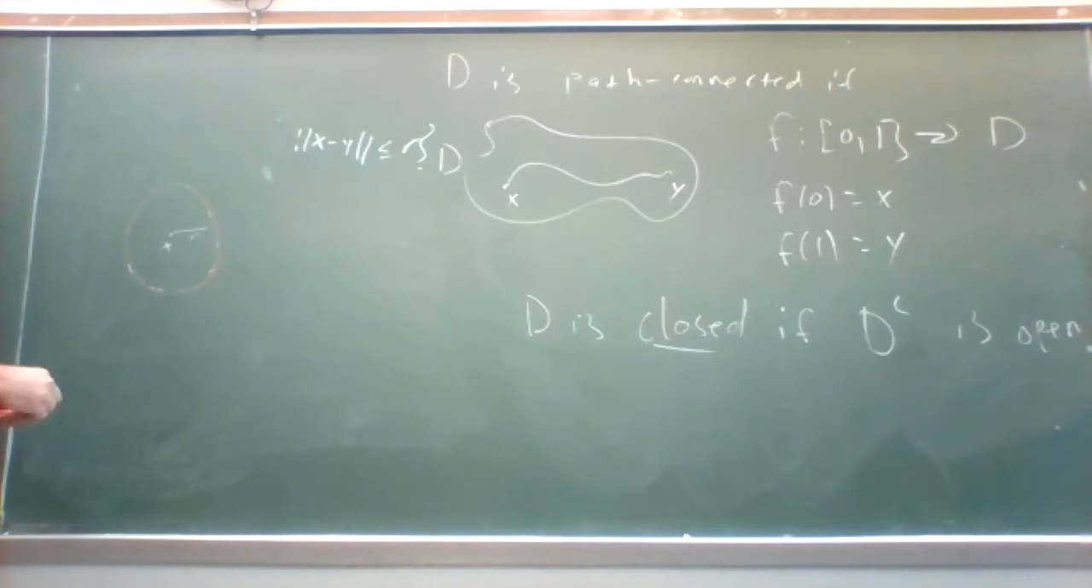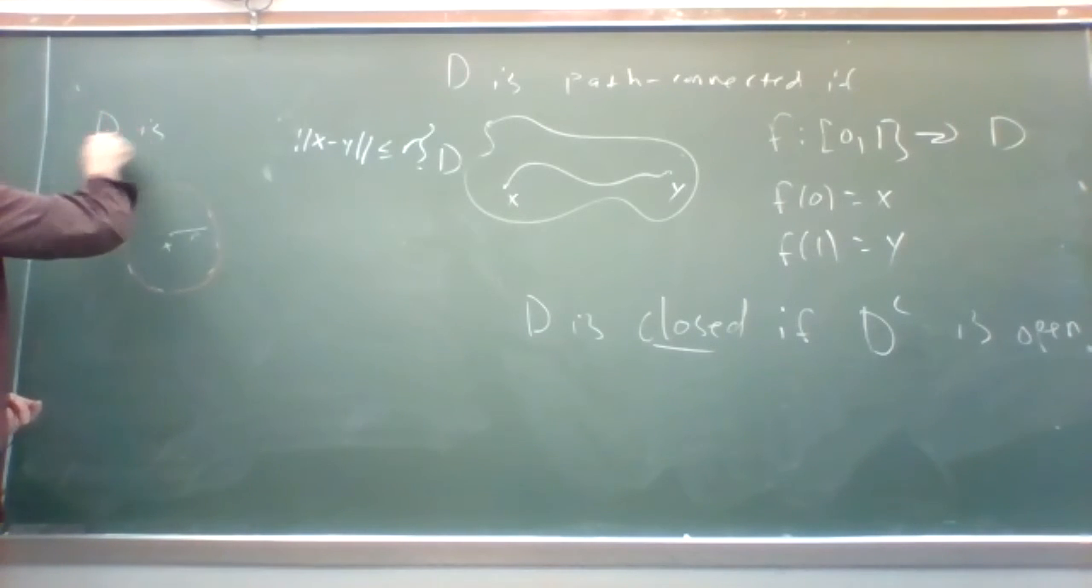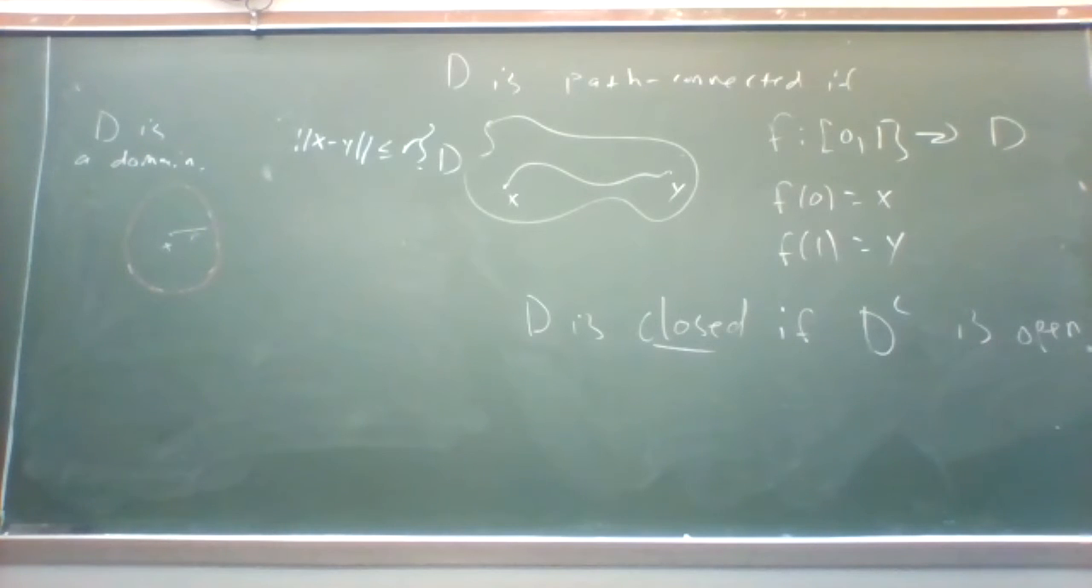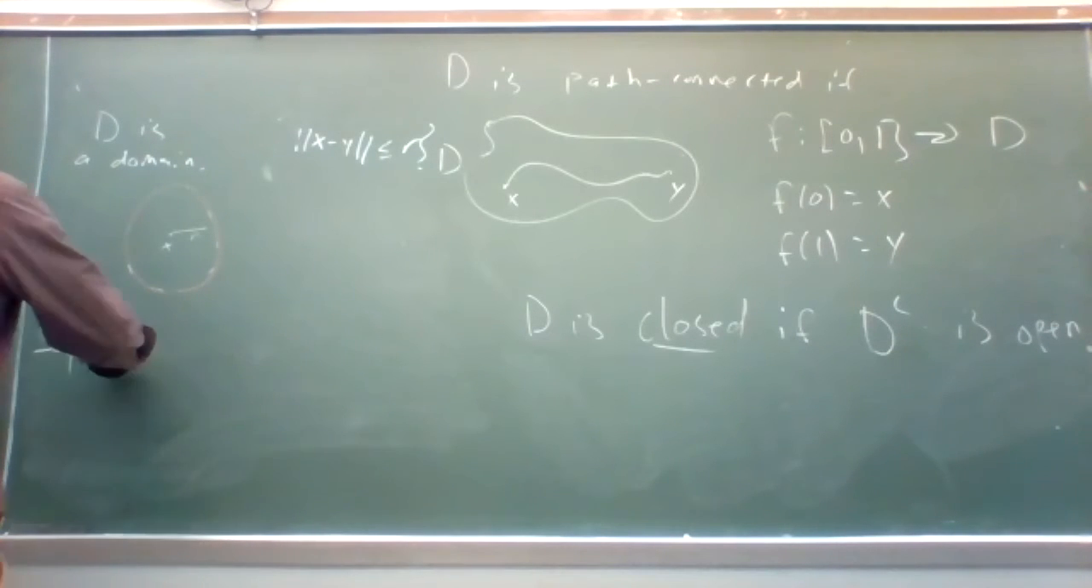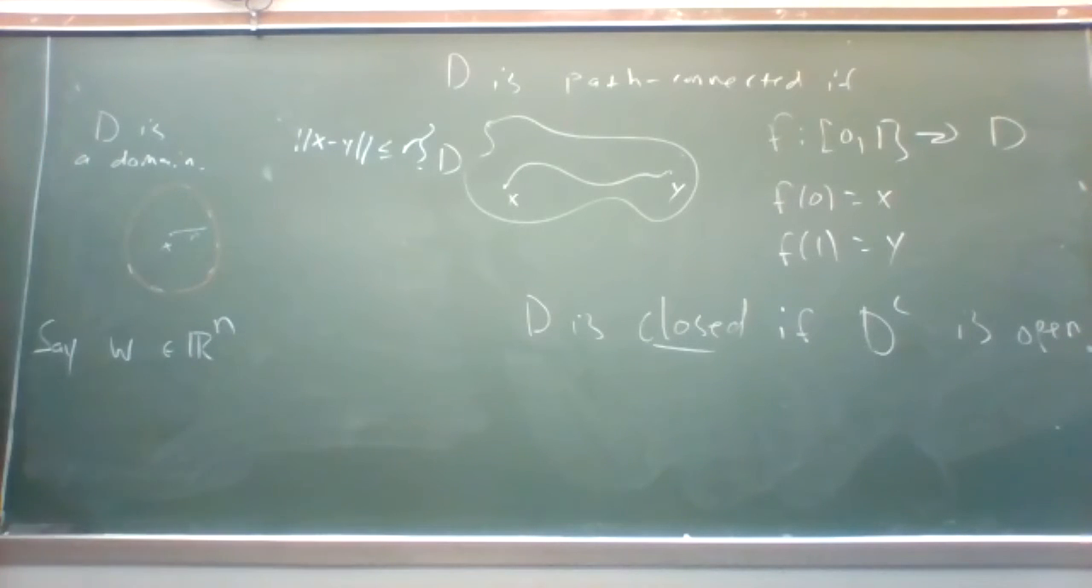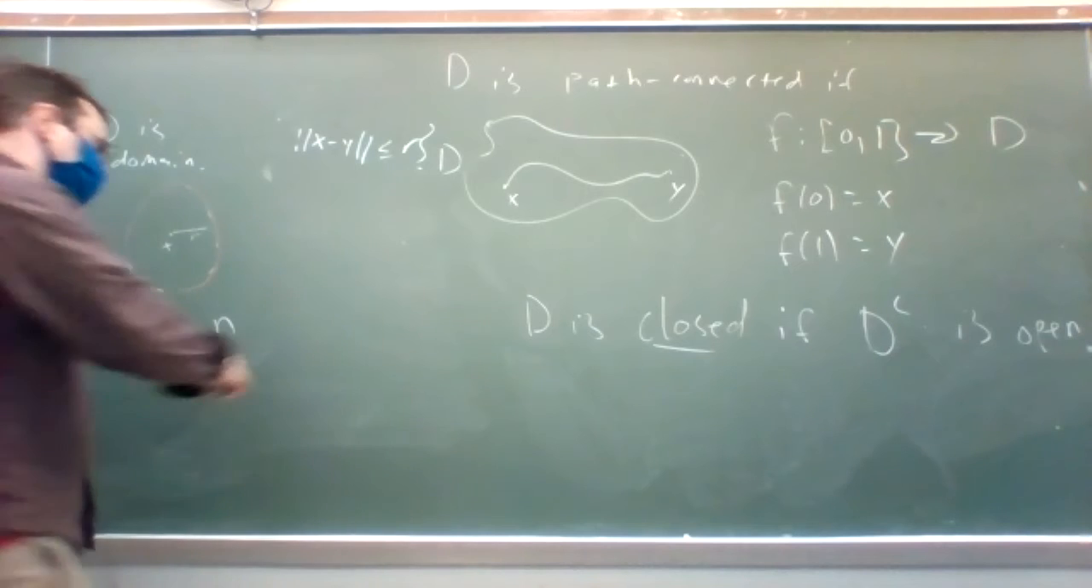And how can I define this? So let's take our setup. D is a domain. Okay, so D is a connected open set. For instance, D is the open ball of radius r. So how do we define the boundary of D? So a boundary of D is the collection of the following points. So let's say that W in Rn, doesn't need to be in D.